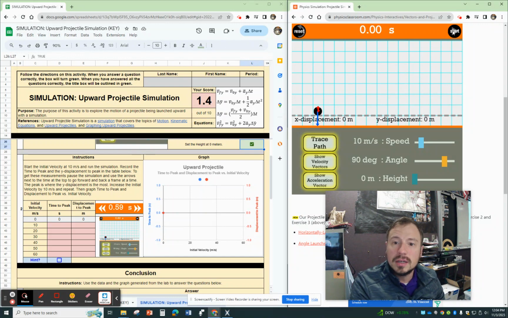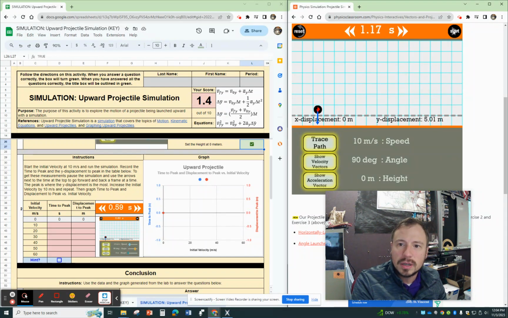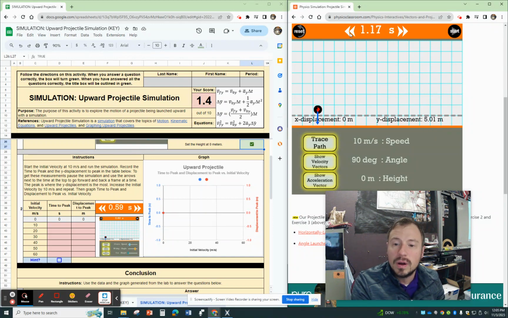Once it goes up, we're going to pause it at about where we think the half point is. So there we go. It's 1.7. Then I'm going to use these arrows up here. Here's my y displacement, at 5.1. I went a little bit over the peak. It's coming back down right now. I can see that from the arrow. So I go back up.